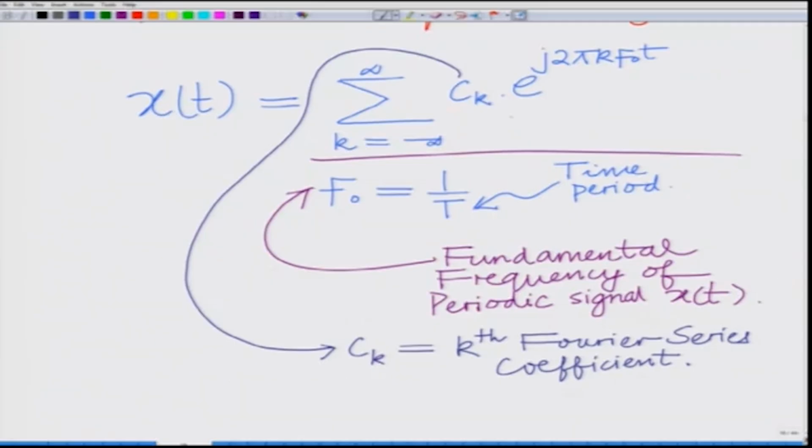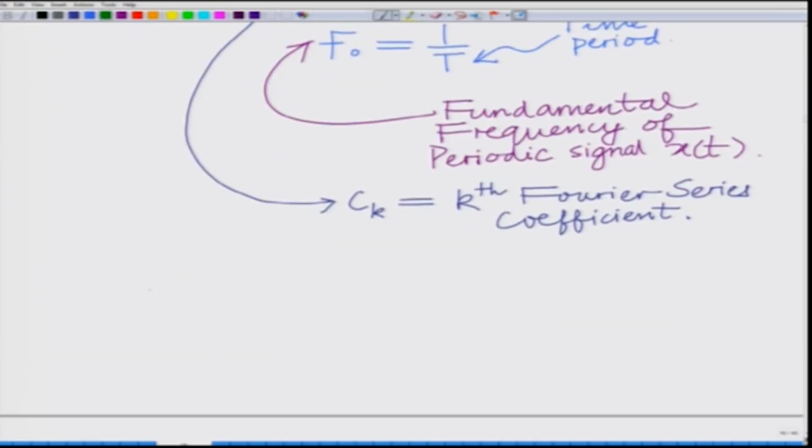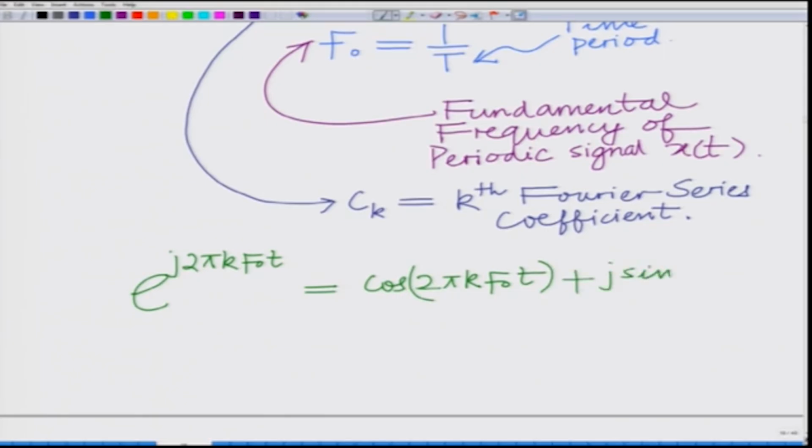Now, let us try to understand this a little bit better. Look at this quantity e to the power of j 2 pi k f_0 t. Since e to the power of j theta is cosine theta plus j sine theta, this is cosine 2 pi k f_0 t plus j sine 2 pi k f_0 t. This is basically a complex sinusoid.